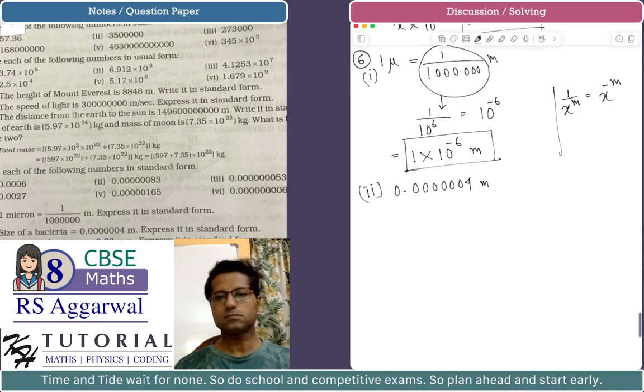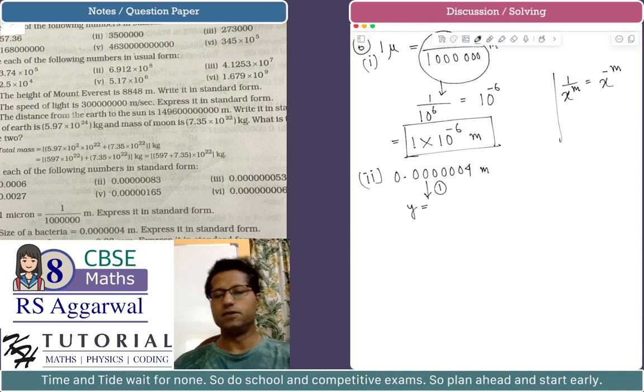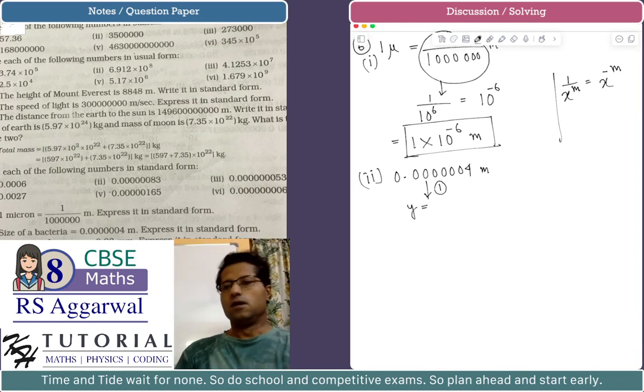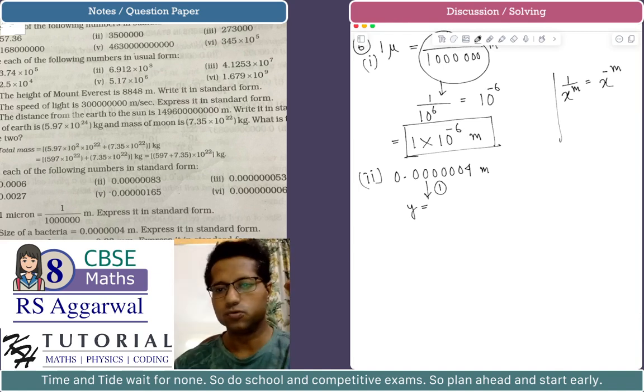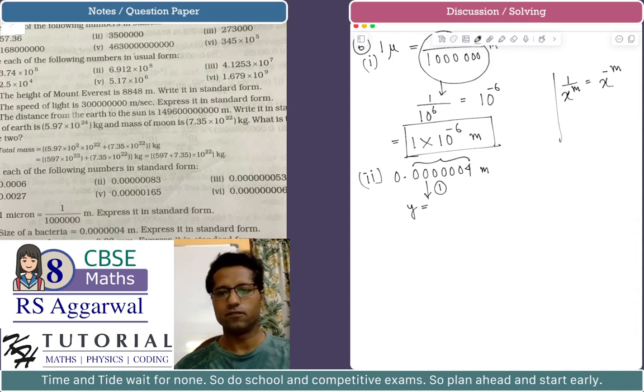Okay. This is a very small number. So first step, y, which is the number of digits to the right hand side of the decimal point up to the first non-zero digit. So those digits are all the digits to the right hand side of the decimal point. So how many digits are there? There are 6 zeros and then 4. So y is 7.